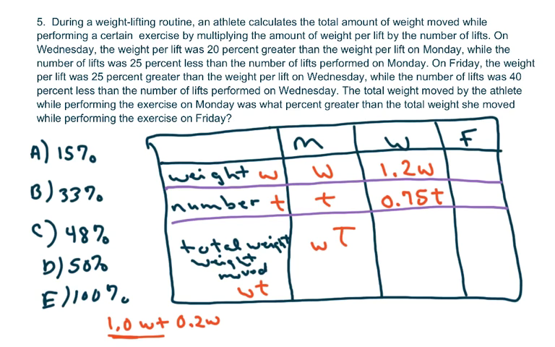Now, on Friday, what happened? So let's go. The weight lifted on Friday was 25% more than the weight lifted on Wednesday, while the number of lifts on Friday was 40% fewer than the number of lifts on Wednesday. In other words, the 1.2 W right here was increased by 0.25 times 1.2. So I'm going to do that on the other side.